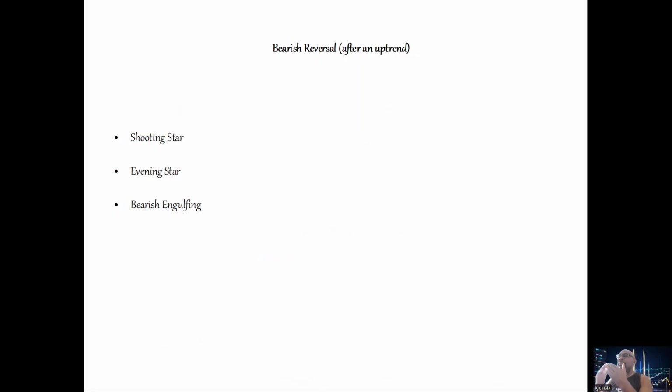Now, this one we're about to treat is a bearish reversal, a trend that has been up. It now means it is time for that trend to start coming down. And the candlestick patterns you will see are what? Shooting star, evening star, and bearish engulfing. These are not the only candlestick formations you will see, but these are the important ones you will always come across on a daily basis. All right, these are more important.